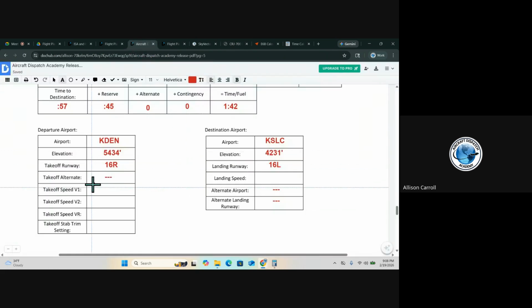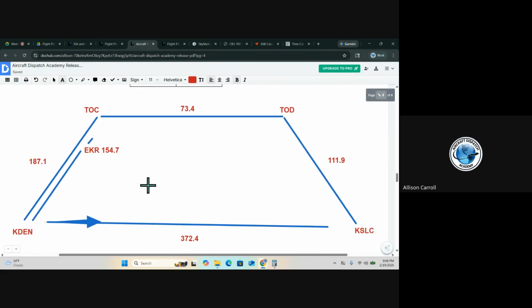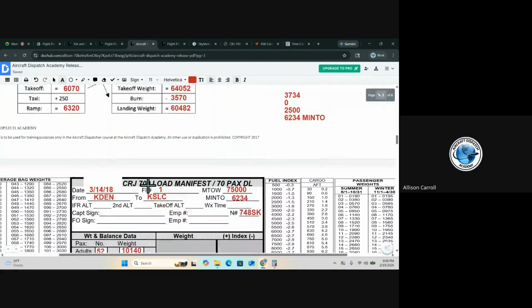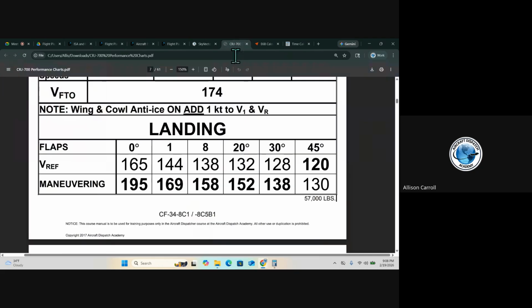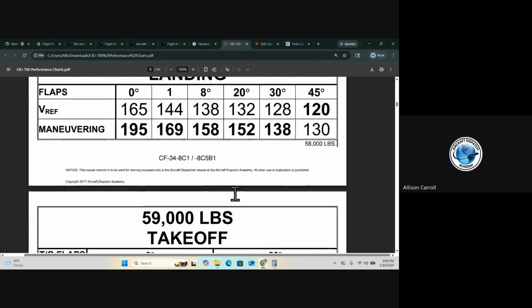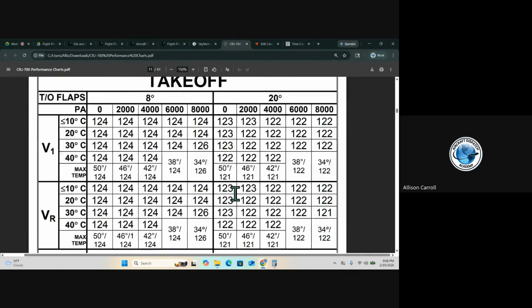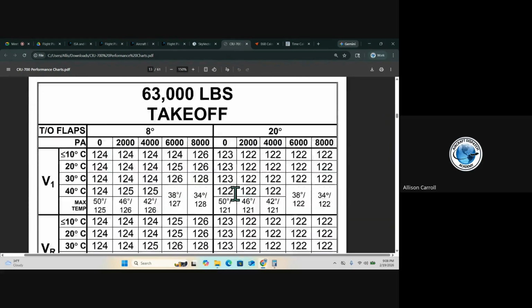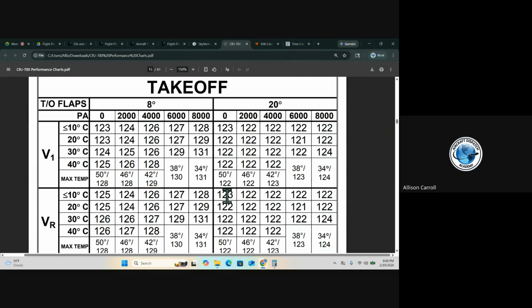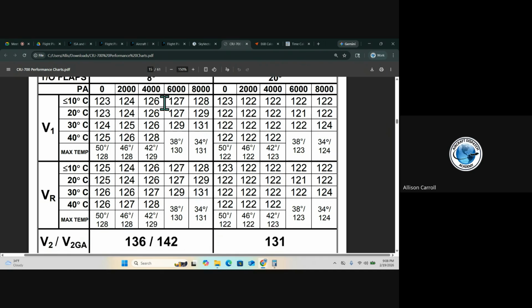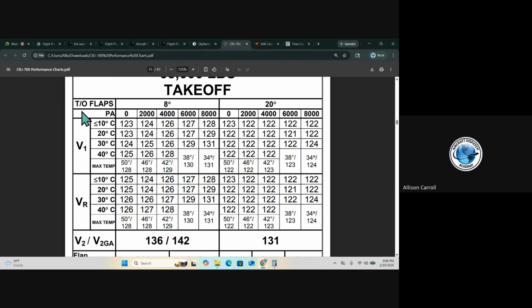Well, what we need is our takeoff V1, V2, and VR. So our actual takeoff weight that we just figured out, 64,052. So we're going to go find 65,000 because we're heavier than 64,000. 63, 64, and 65. So this top half is for taking off at 65,000 pounds. All right, takeoff flaps.